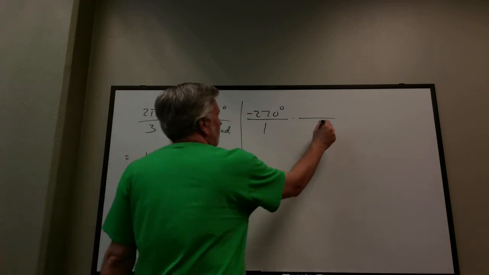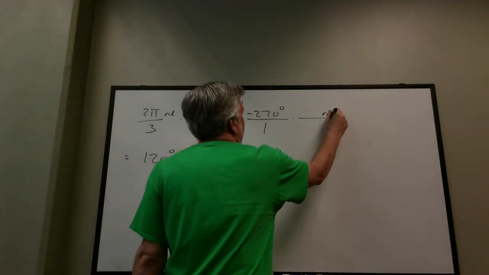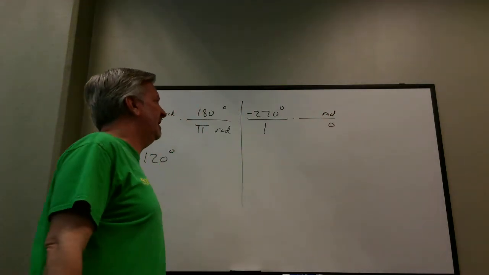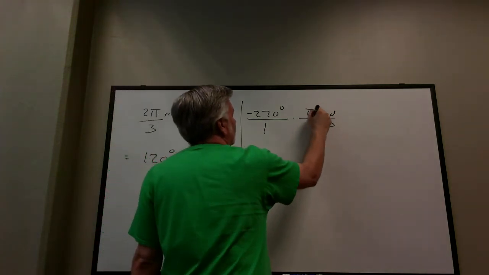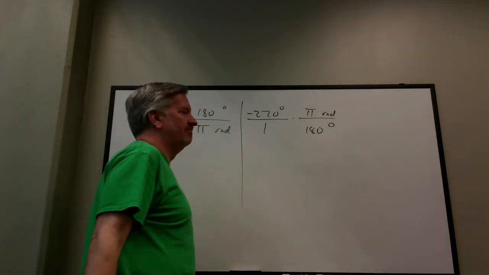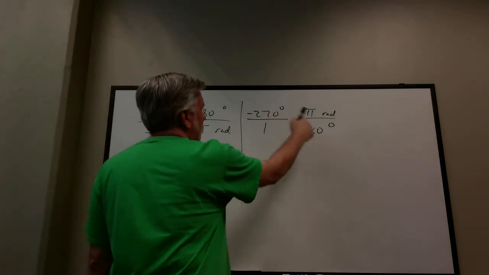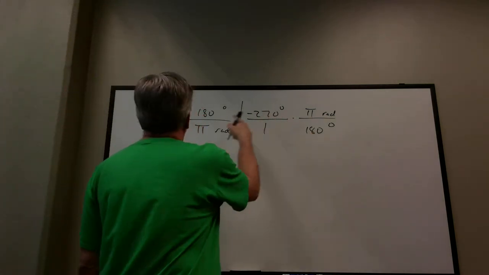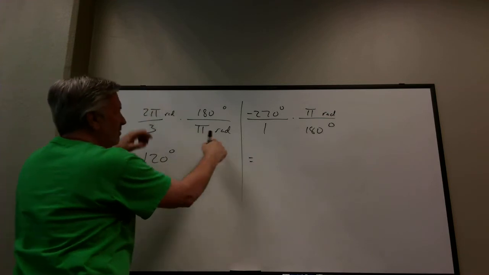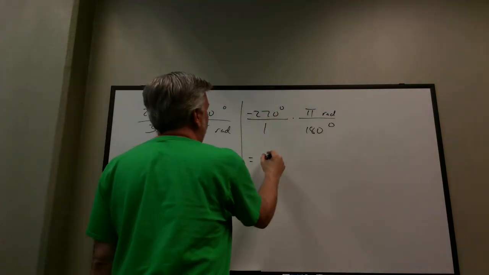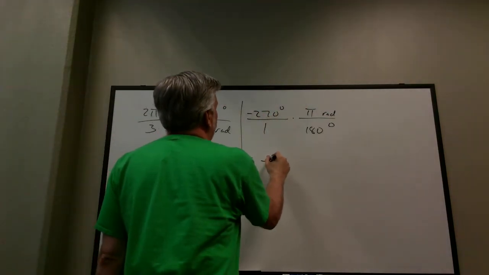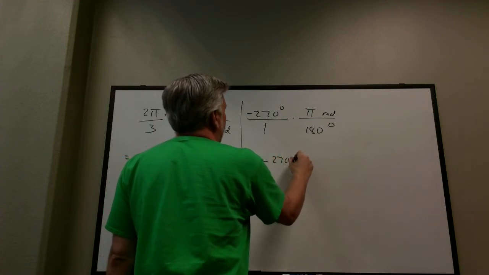Okay, so the degrees go in the denominator, the radians go in the numerator, because I want the degrees to cancel, and pi radians is 180 degrees. Okay, and so the degrees cancel. Notice the pi's cancel here. Pi over pi is 1. There's no pi to cancel, so we keep the pi. So it's negative 270 pi over 180.